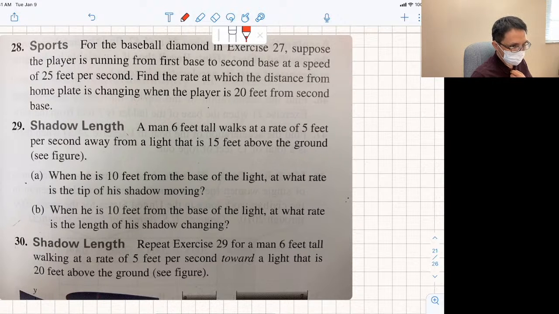A, when he is 10 feet from the base of the light, at what rate is the tip of the shadow moving? B, when he is 10 feet from the base of the light, at what rate is the length of the shadow changing? So now we gotta talk about this question.